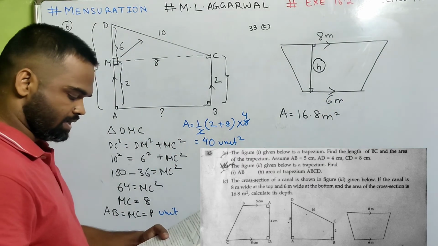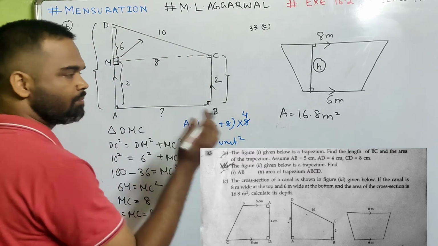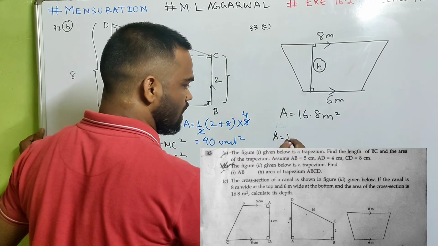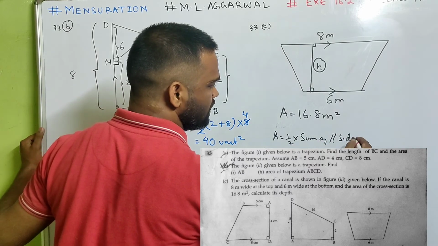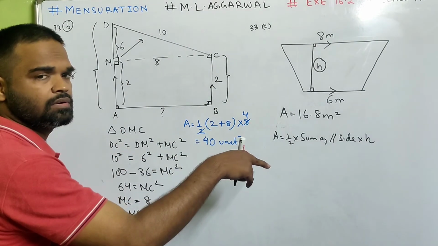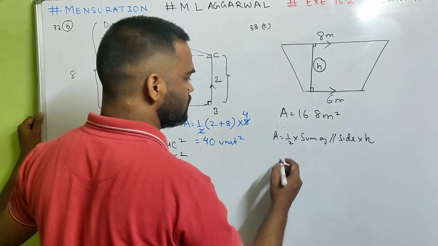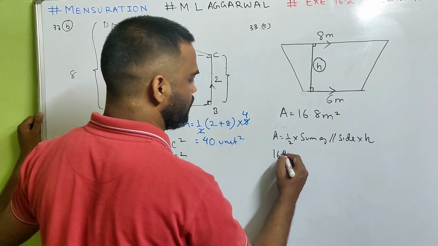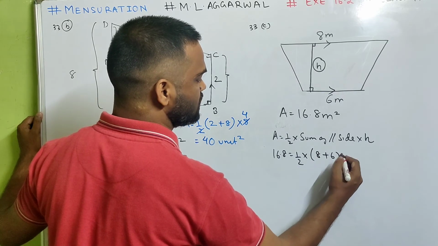We need to know the depth, calculate its depth. Very easy. We'll use this formula. Area equals half into sum of parallel sides into perpendicular distance between them, which is h, which is depth in this case. Okay, so area is given as 16.8 equals half into sum of parallel sides, 8 plus 6. You can see the diagram.